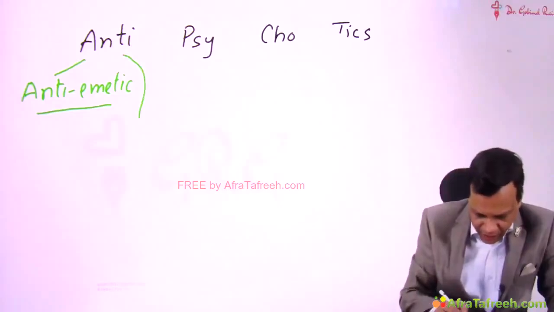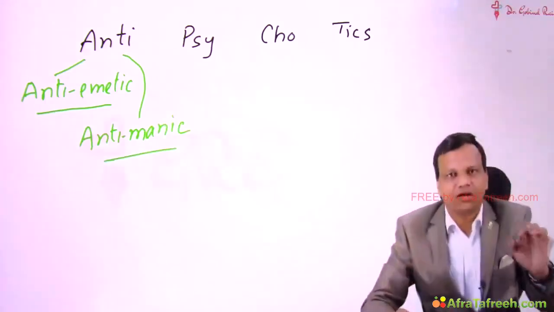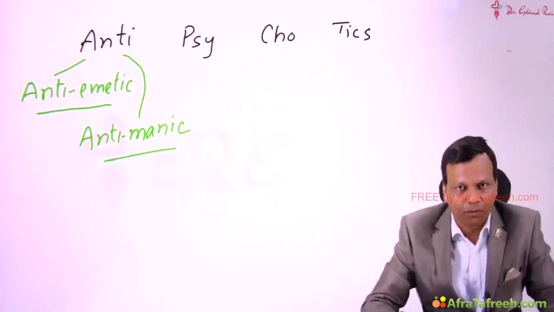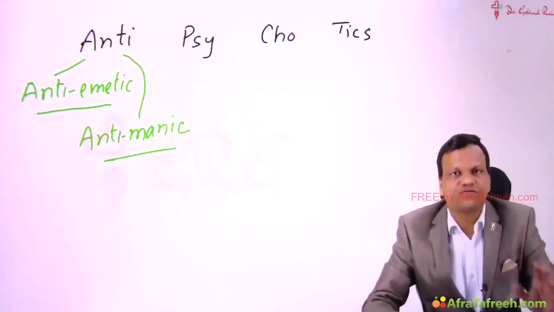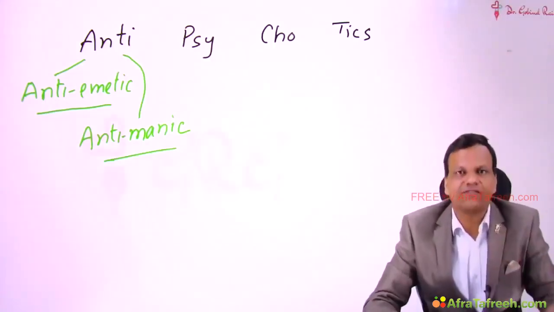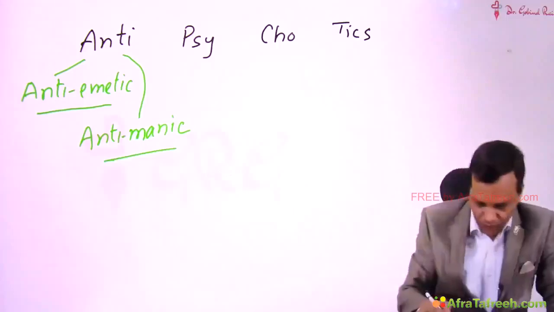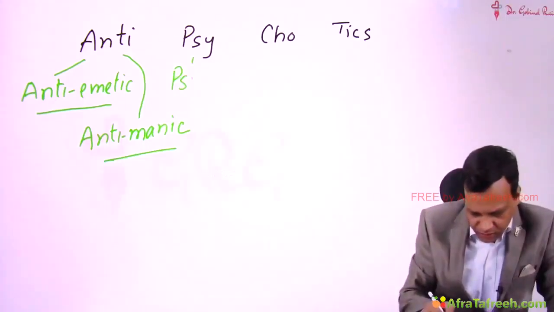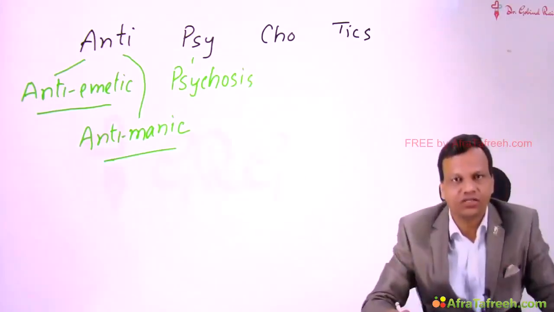Then second, on anti, you can remember these have anti-manic property. Antipsychotic drugs possess anti-manic property. In fact, antipsychotics are drug of choice for acute mania as well as they are drug of choice for bipolar disorder in pregnancy. Then Psy means psychosis. This we discussed. Antipsychotic drugs are used for schizophrenia or psychosis.